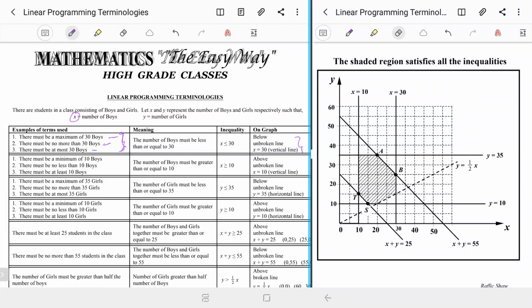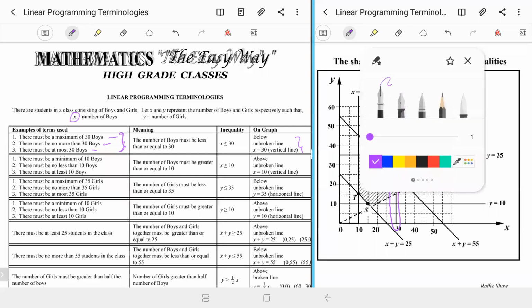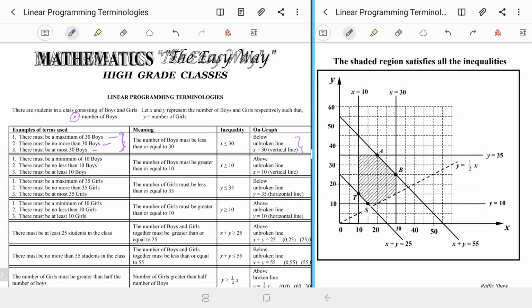Below the unbroken line, x equals 30. And that's a vertical line. And if you look over on the graph over here now, see it here? This is the x equals 30 line. And below x equals 30 means that you want to the left of that line. To the left of that line. You see that my shaded region is to the left.